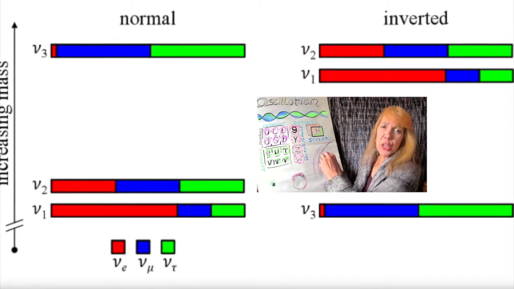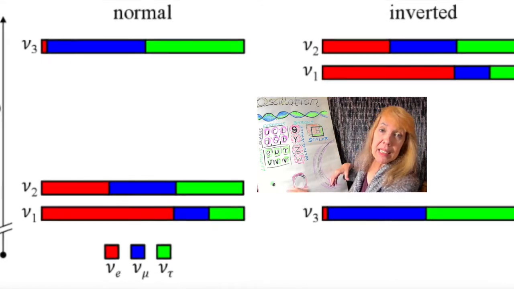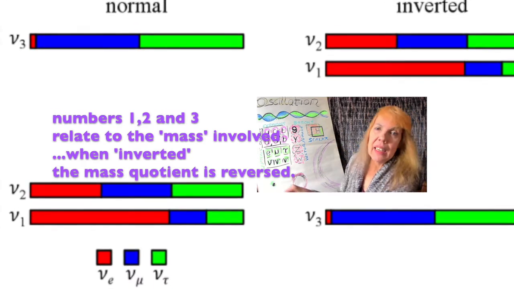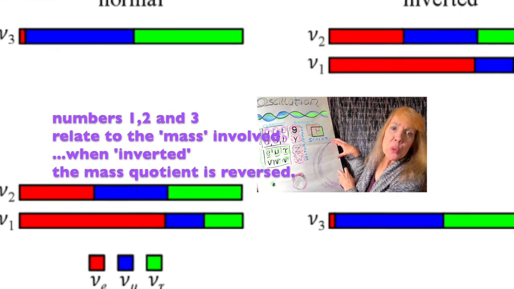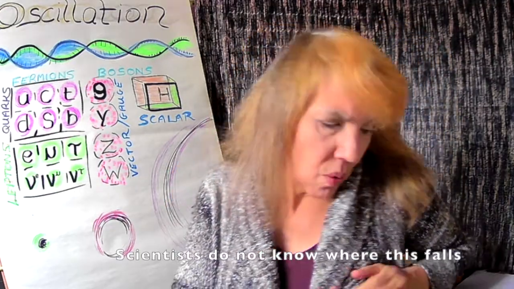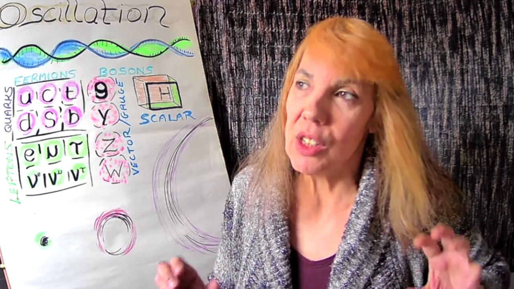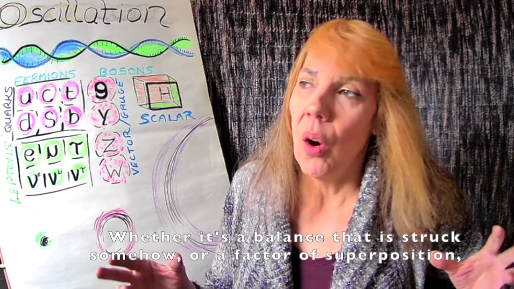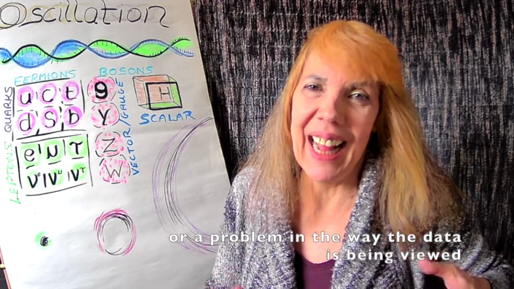is this particle humongously bigger than the electron neutrino? Or is it correspondingly humongously smaller than the electron neutrino, which would make the electron neutrino, in relativity terms, huge by comparison? Now, scientists do not know where this falls, whether this balance is struck somehow, whether it exists in superposition, or whether it's some kind of problem with the way we're looking at the data.